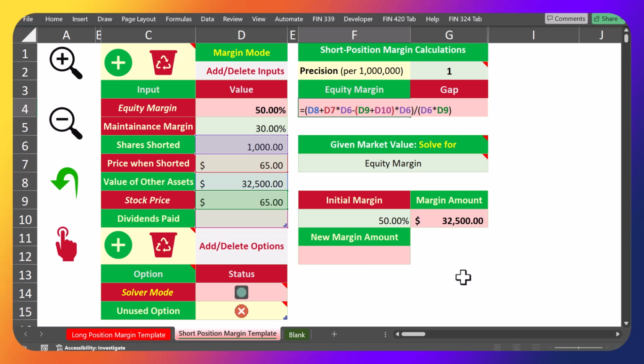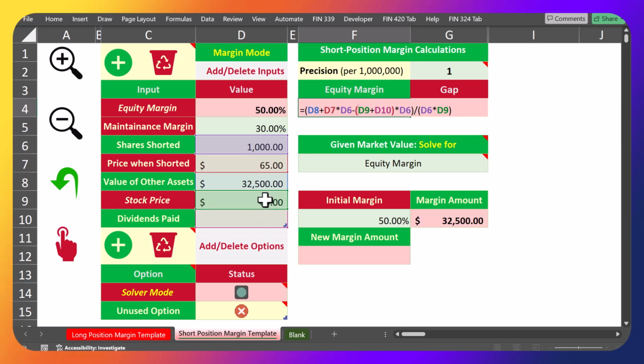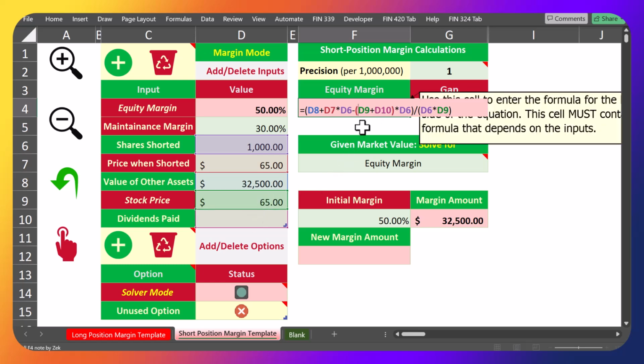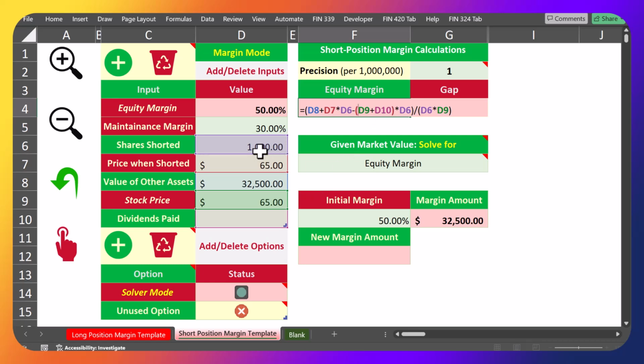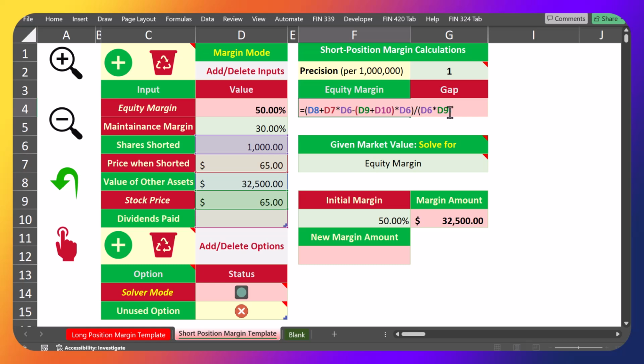Plus, I'm going to add the value received when shorted, 1,000 shares times 65. Then from that, I'm going to deduct the price at that time plus any dividends paid times number of shares. That's essentially the equity of the account. And I'm going to divide that by shares shorted times stock price. That's how you calculate the equity margin.